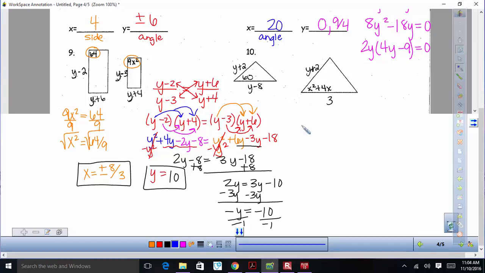Okay, so let's try one more, and then we'll see how y'all do. So for number 10, is y my angle or my side? My side. Okay. So how would you set up that proportion to solve for that side? Y plus 2 over y plus 2 equals what? Y minus 8 over 3.